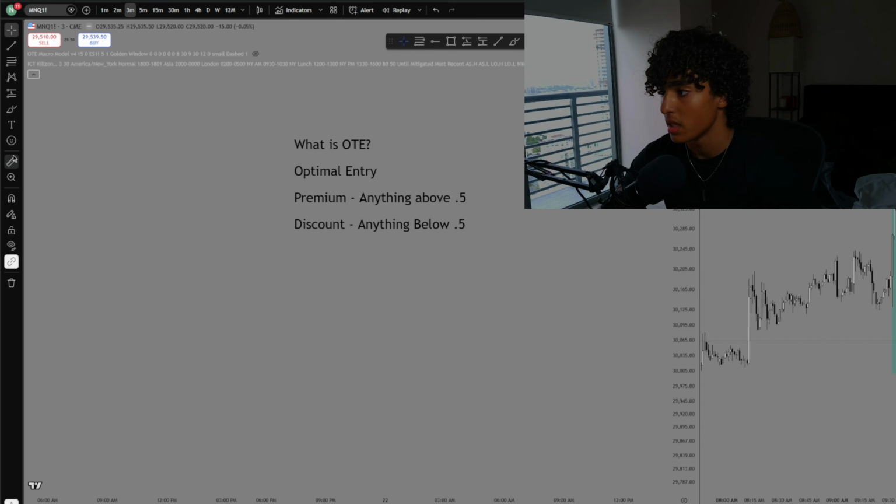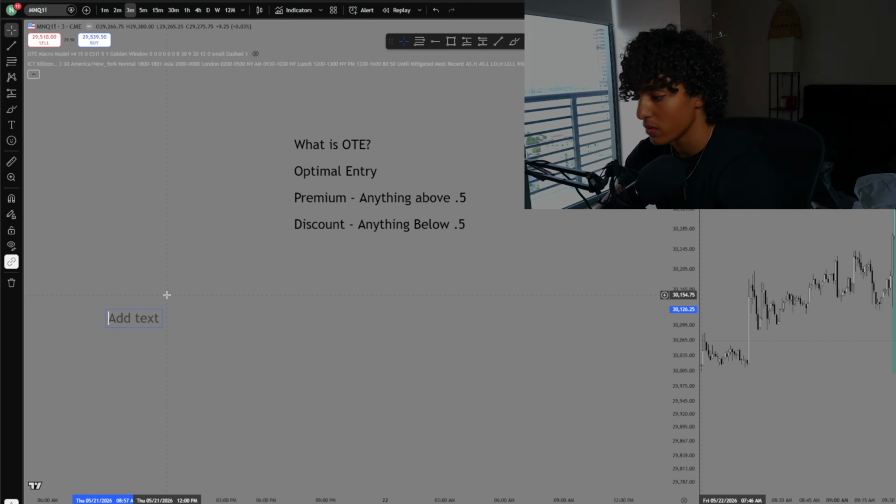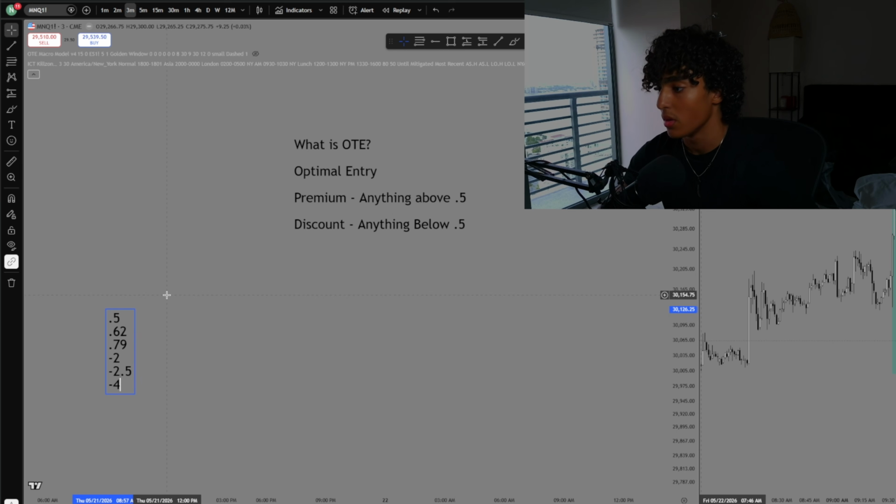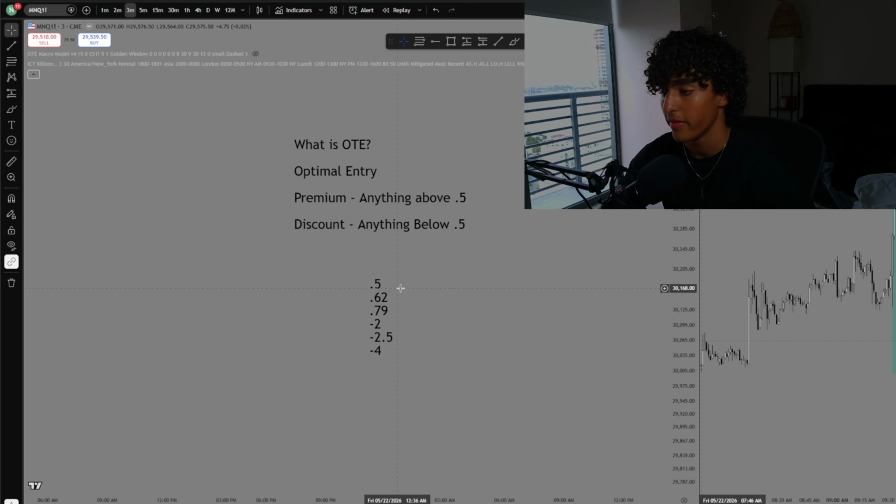So let's identify the levels, right? There's a couple of levels that you guys want to be looking out for, and it is going to be the 0.5, the 0.62, and the 0.79, right? And then also the other ones are the -2, -2.5, and then -4. So what are these levels? 0.5, 0.62, 0.79, -2, -2.5, and also -4.